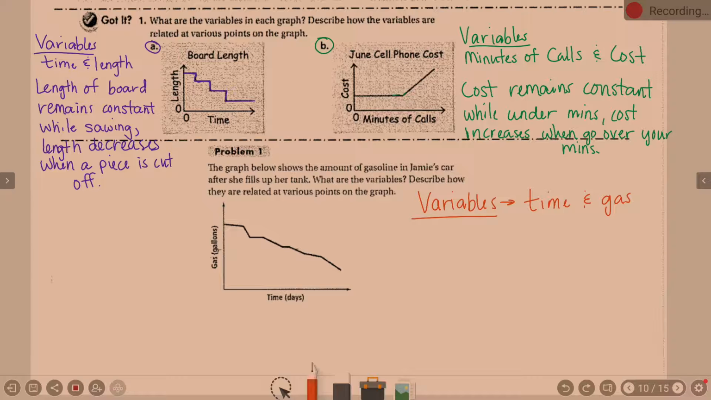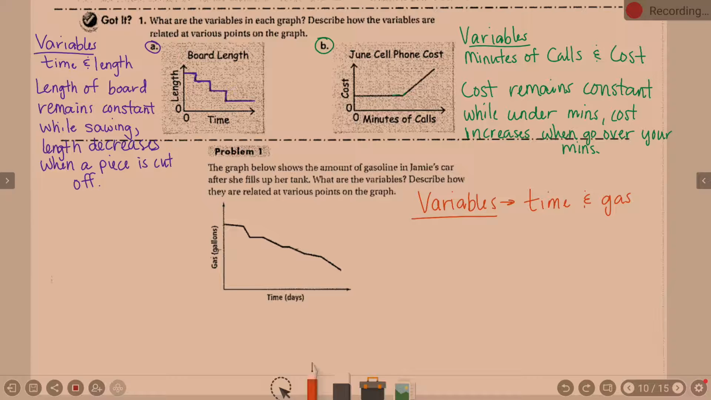So we need a description here. As time is increasing, as your days are increasing, what's happening? You lose more gas. Yeah, but you fill up. Okay, it costs you $100. Today it does, yeah. That's cheap now.